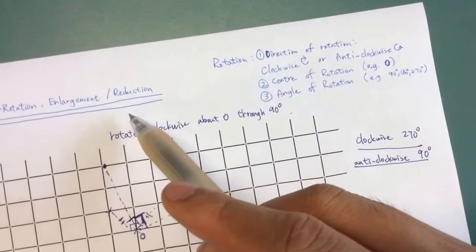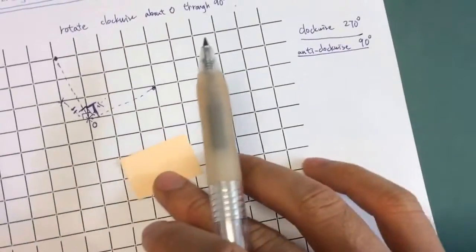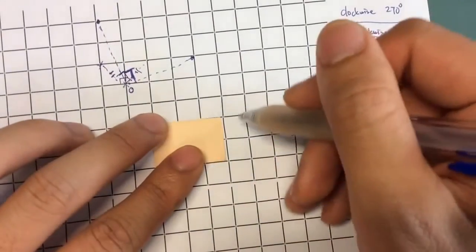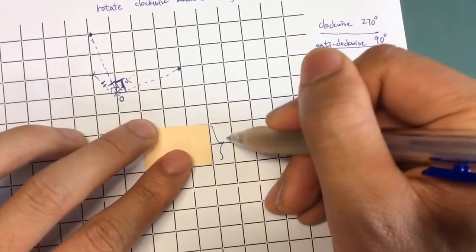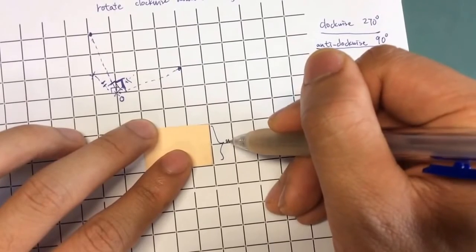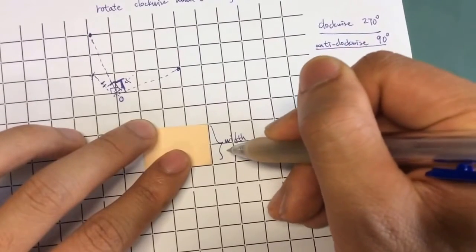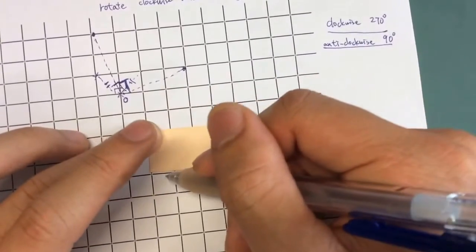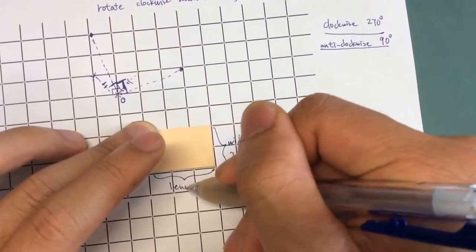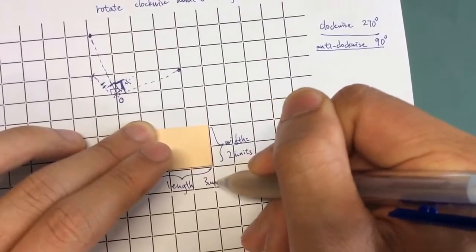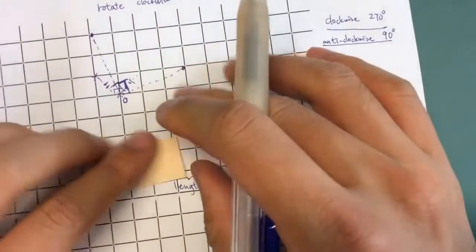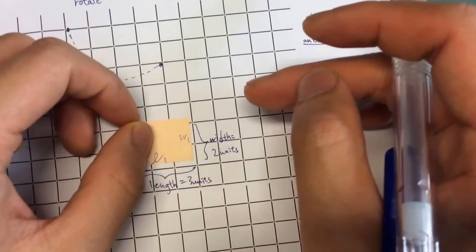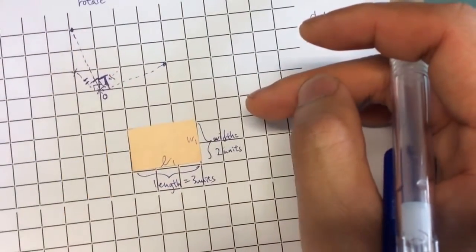What does it mean? Let's say you have a figure, a rectangle like this. Originally we can say that this is the width, which is 2 units, and this is the length, which is 3 units. Let's say we call the width W1 and the length L1.